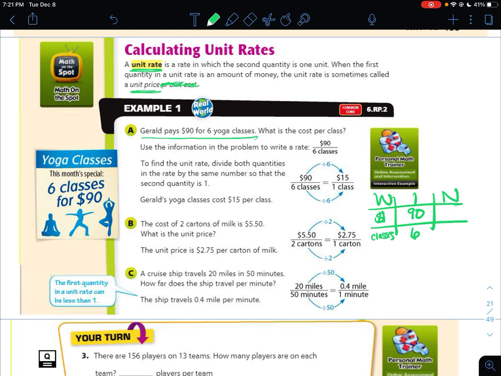If I want to find the cost per class, or per 1 class, you have to ask yourself, how do I get from 6 to 1? Well, you're going to divide by 6. So you do the same thing to the top: 90 divided by 6, and you get $15. So right here, this tells me that 1 class costs $15. I'm going to let you read examples B and C. Same kind of thing. They get 1 on the bottom. That's a unit rate, comparing it to 1 unit or 1 thing.